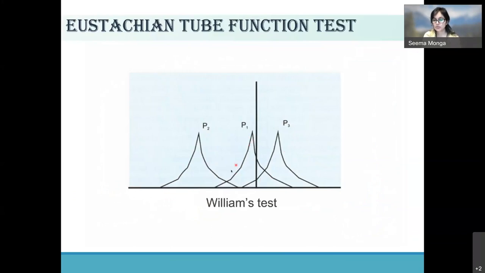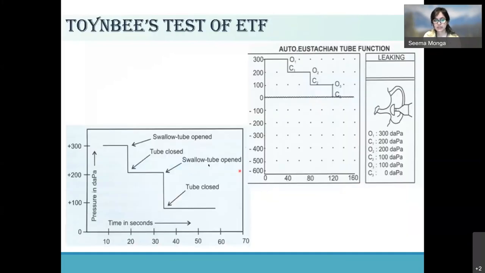We ask the patient to swallow and we ask the patient to do Valsalva. In all three cases, it is normal. So eustachian tube is normal. This is Williams' test when the tympanic membrane is intact. This is Toynbee's test when there is a perforation.